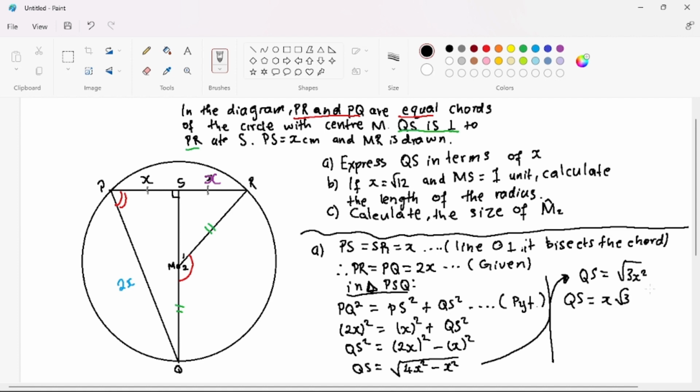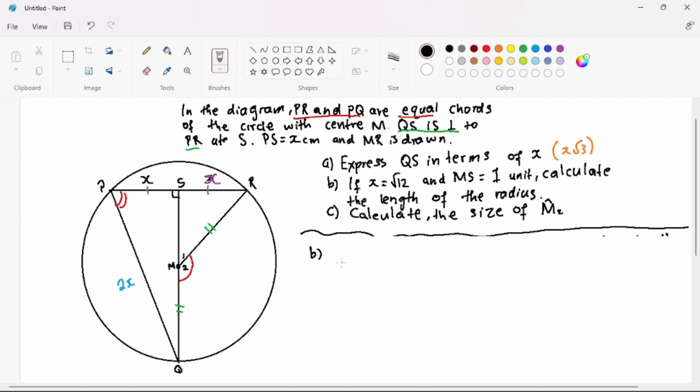If you don't understand what I just did there, you must go to our videos where we were explaining the laws of exponents. I'm going to link it on our screen right now so that you can see why we are left with x root 3.